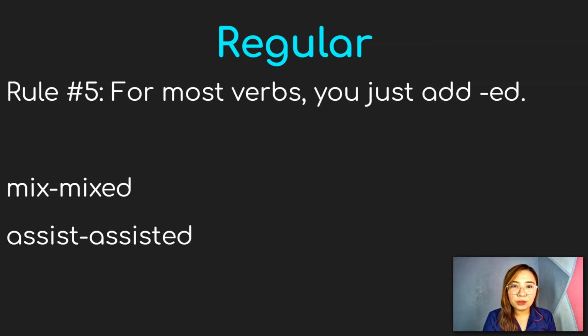For our last rule, rule number 5, for most verbs, you just need to add ED. For examples, we have here mix to mixed and assist to assisted.